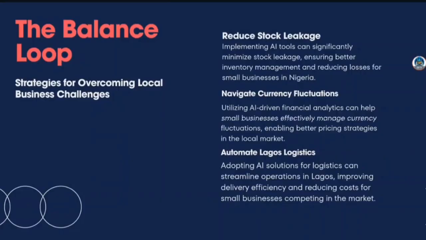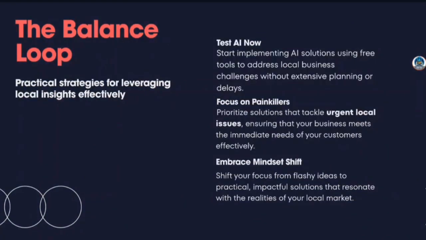You have to eat during normal times in the year. You don't get to raise resources only during the festive season, and then it keeps you running all through the year. You have to look for a way to keep running at the same pace, both during your festive period and after the festive period. That is the essence of balance loop, where it is a consistent continuum. It doesn't stop. Now, practical strategies for leveraging local insights effectively is broken down into 3.